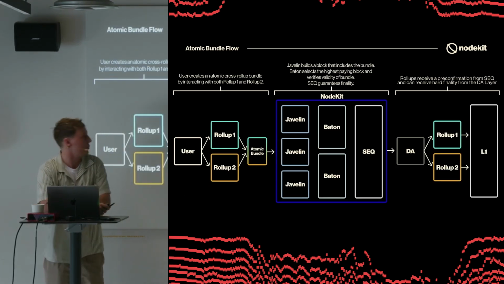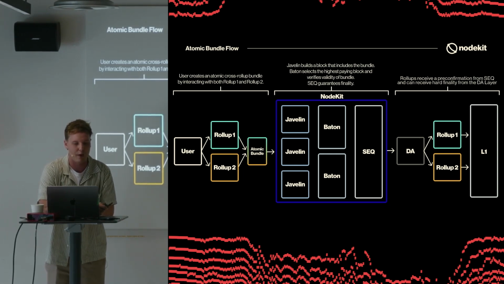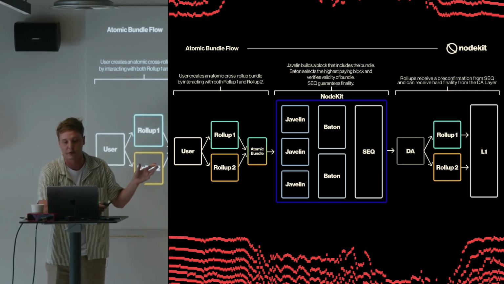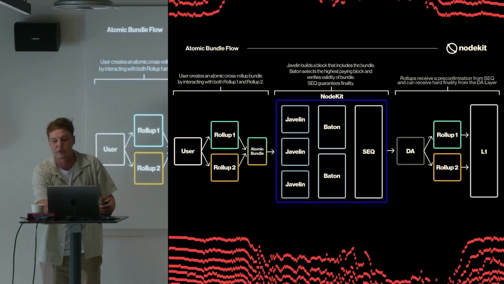This gets into a little bit more of the technicals of atomic bundle flows. When you have a user initiating an atomic cross-rollup bundle, they interact with both rollup 1 and rollup 2. Then we have Javelin, which is our super builder. That builds the blocks that include the bundle. Baton selects the highest paying block and provides security and verifies validity of the bundle. And finally, Seek guarantees finality. So rollups also receive a pre-confirmation from Seek and receive hard finality from the DA layer.